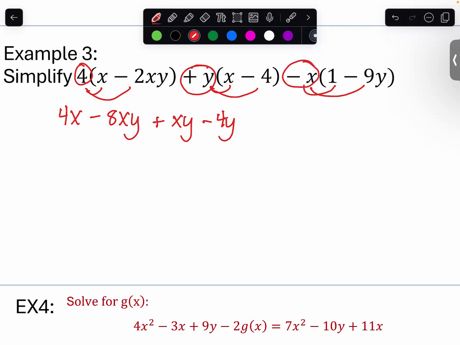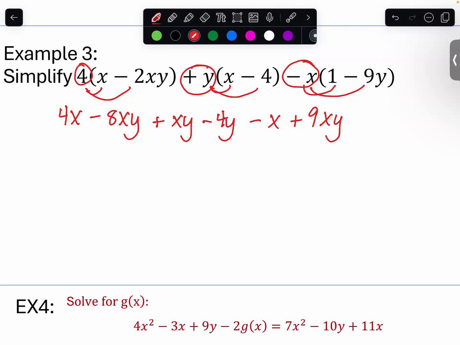And in this last parentheses, I'm going to distribute a negative x. Notice I've been keeping the sign as I distribute into it, so I don't need to worry about the subtraction later on in another step. So I do negative x times 1 to get a negative 1x or negative x. Negative x times negative 9y gives me a positive 9xy. Again, I wrote my coefficient first and then my variables in alphabetical order.